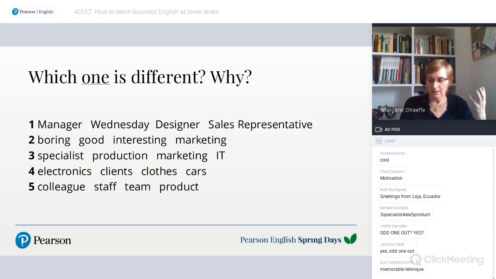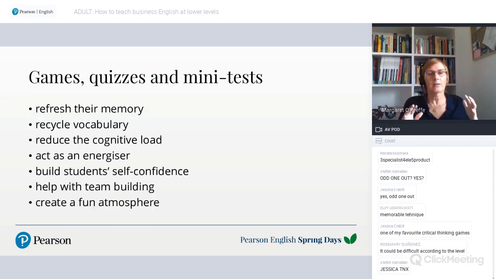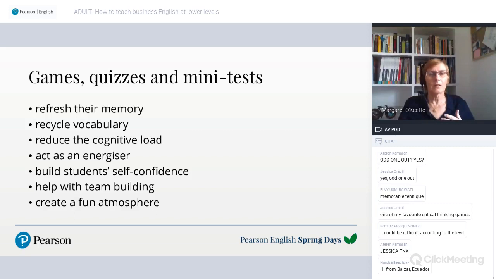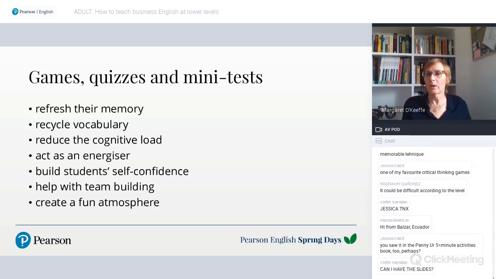So I like doing this kind of thing for memory work, and this is all a case of basically making time in class for games, quizzes, and mini tests, right? So I keep myself a list of the type of games I can do in class, and then when I'm making my lesson planning, I'm looking at where I can put them in, and obviously particularly at the beginning and at the end of the class, but there actually can be other places during the class when you can put them in. So right at the beginning, refreshing their memory from the previous class is really useful.